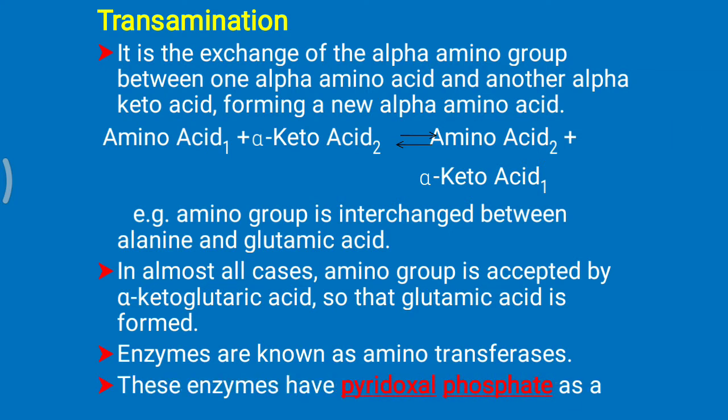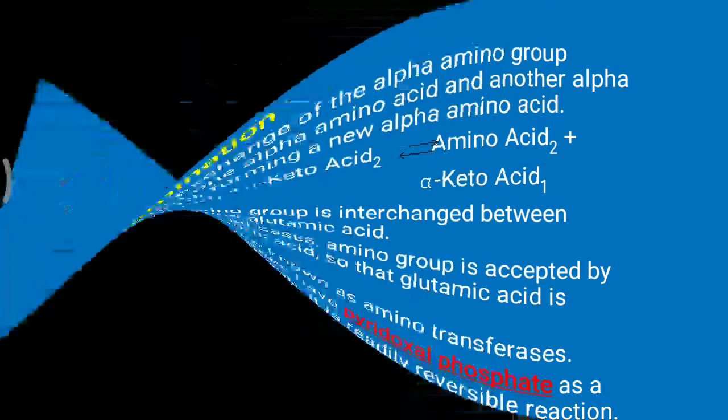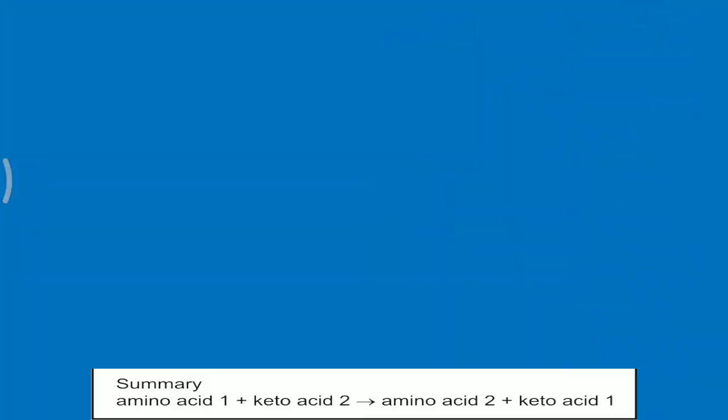Now this enzyme which is utilized for transamination needs pyridoxal phosphate, that is vitamin B6, as a prosthetic group or coenzyme form. It is a readily reversible reaction, that is, transamination. So in detail of this transamination, we will look. Simply what we have seen, amino acid plus keto acid. So it is an interconversion of this amino group and keto group between two molecules.